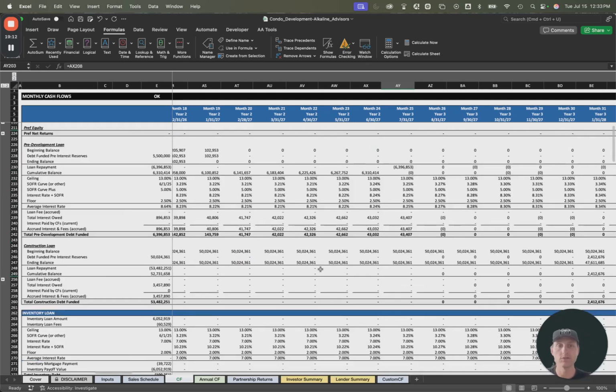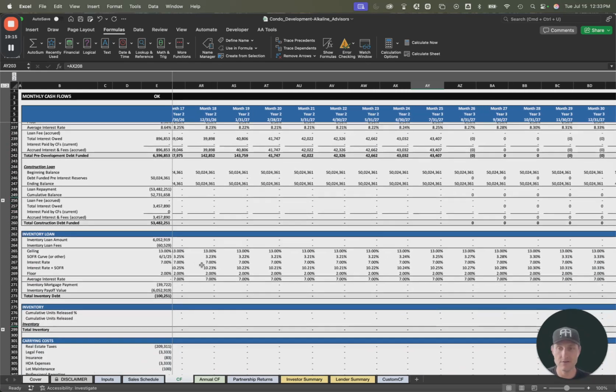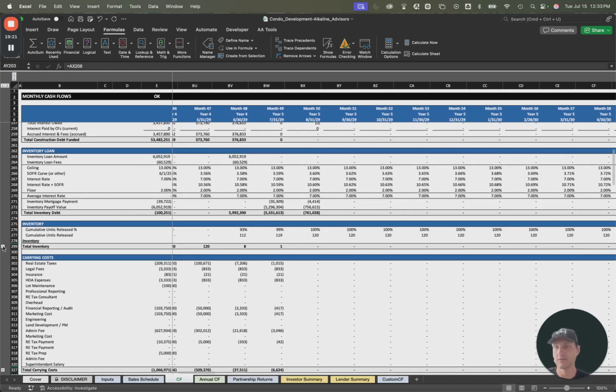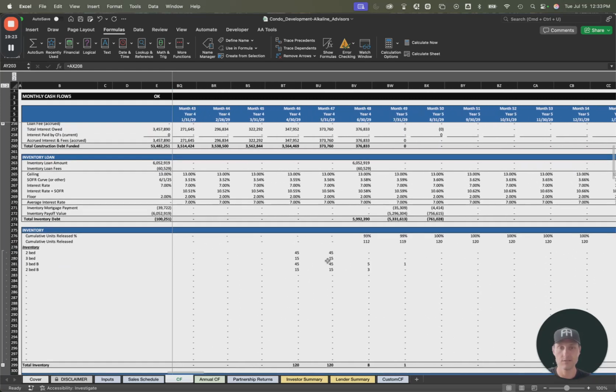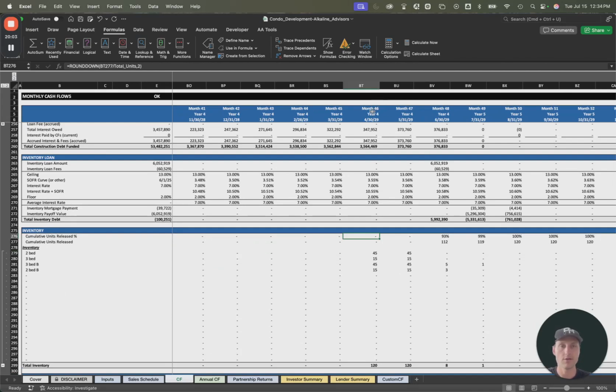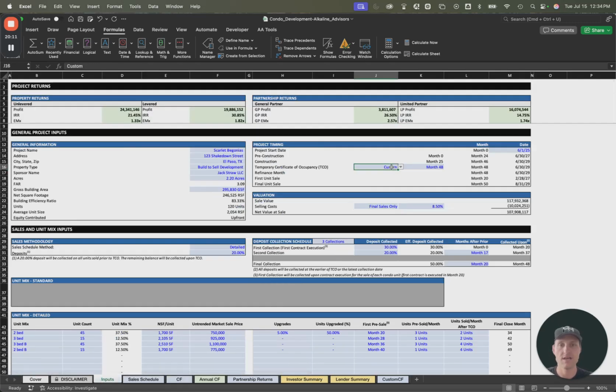And then underneath we have the inventory, as it's available, cumulative units released versus available. If we click this button, you can see as it relates to the individual units, when the units come online, how many have been sold, and so on and so forth. For the inventory, if we click this plus sign, you'll see all the units become available in month 46. But you'll also notice that if we go back to the inputs tab, we're saying that we have a TCO in month 48. So the units are technically delivered in month 46, but we don't have TCO until month 48.